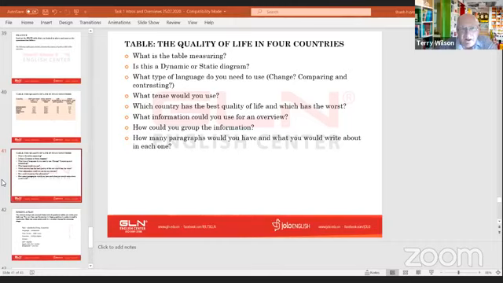So dynamic diagrams tend to use a mixture of past and present, sometimes future. Static diagrams tend to use either just one grammar tense, present or past. Which country has the best quality of life and which has the worst? What information could you use for an overview? How could you group the information? And how many paragraphs would you have? And what would you write about in each one?